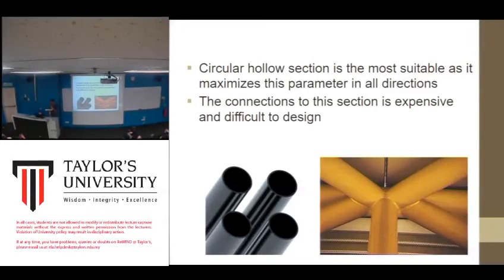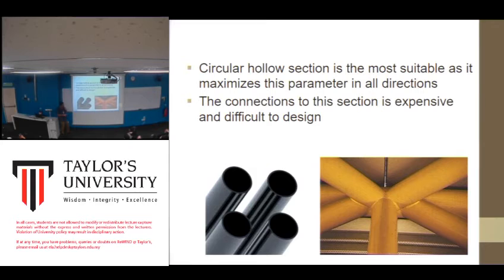Okay, circular hollow section is the most suitable as it maximizes this perimeter in all directions. Basically, it's actually, I would say, the best shape of column. It's just that the connection is a bit difficult, as you can see, especially in steel columns. So to make this kind of connection, for example, this is your column, and then you have, let's say, a roof structure using steel tubes like this. You want to make the connection, so you have to cut before you can weld all the parts.